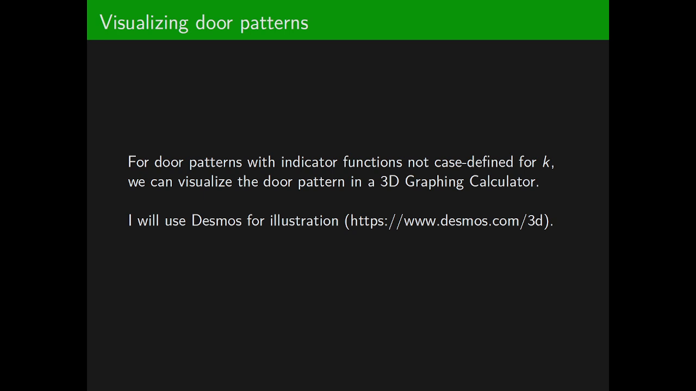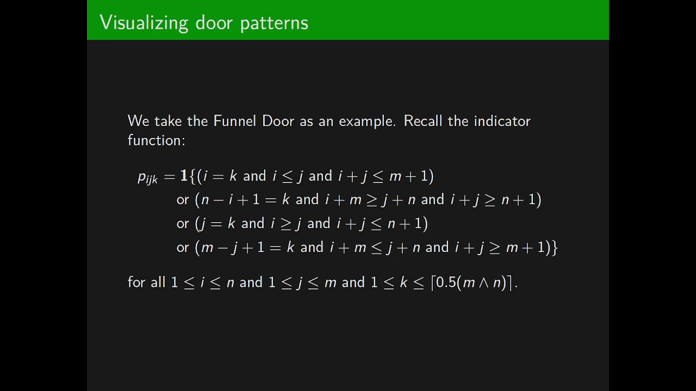But for some nice patterns, so basically door patterns with indicator functions not case defined for K and except the vortex pattern, we can visualize the door pattern in a 3D graphing calculator. And here I'm going to use Desmos. Here's the link. It's the 3D one. It's not the normal graphing one. So yeah, make sure you know that.